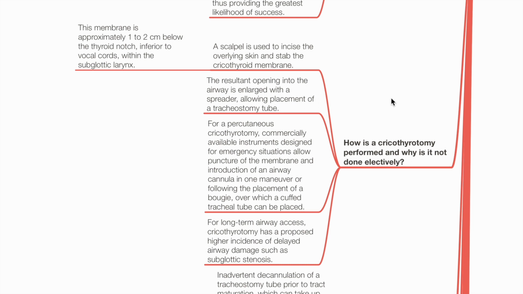For percutaneous cricothyrotomy, commercially available instruments which are designed for emergency situations allow puncture of the membrane and introduction of an airway cannula in one maneuver, or following the placement of a bougie over which a cuffed tracheal tube can be placed. For long-term airway access, cricothyrotomy has higher incidence of delayed airway damage such as subglottic stenosis.